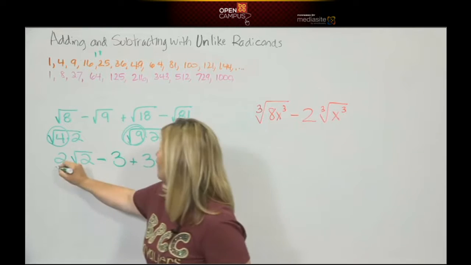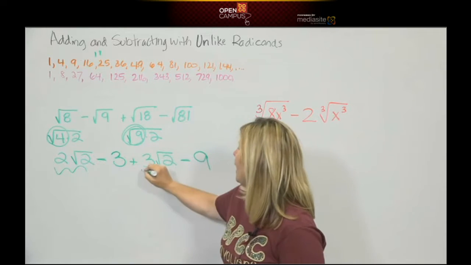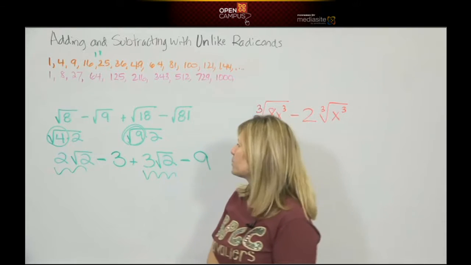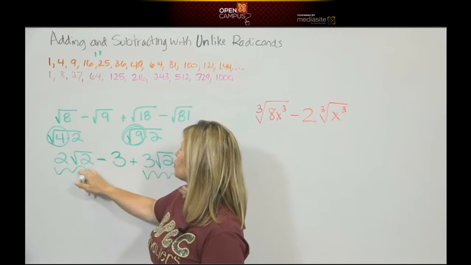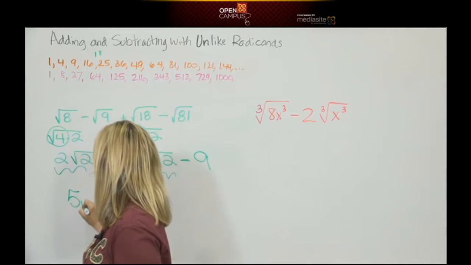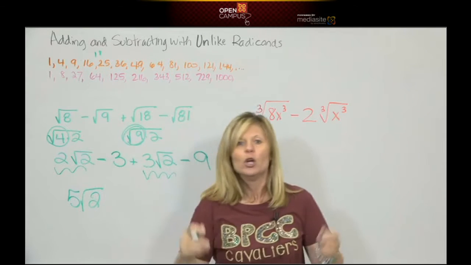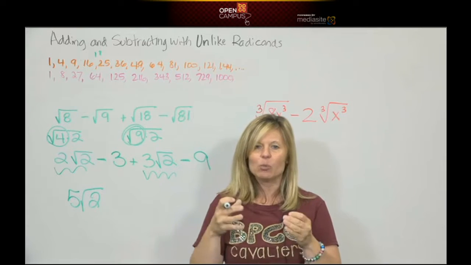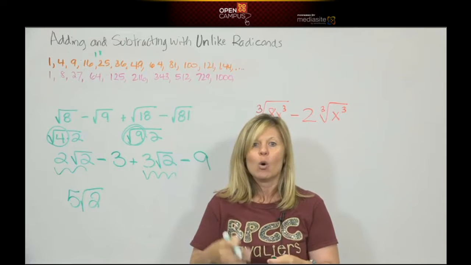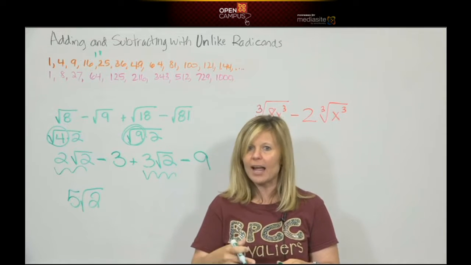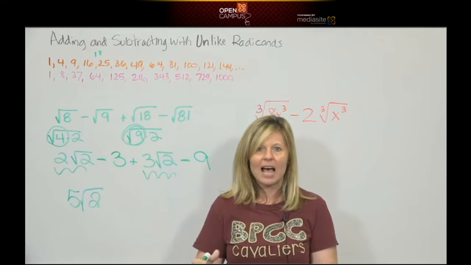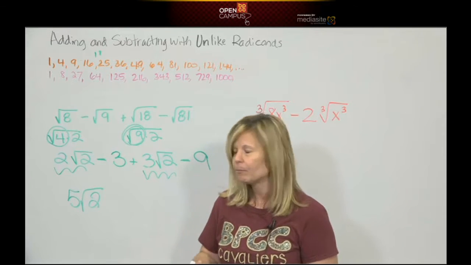Now, by looking, do we have any terms that are alike? Yes. We have a term here with a square root of 2, and we have a term here with a square root of 2. Those are like terms. Let's put them together. 2 square roots of 2 plus 3 square roots of 2 would be 5 square roots of 2. You do not add what's inside the radical. That's the part that's alike. When you say 2x plus 3x, we write 5x. When you add, the term that's alike stays the same.